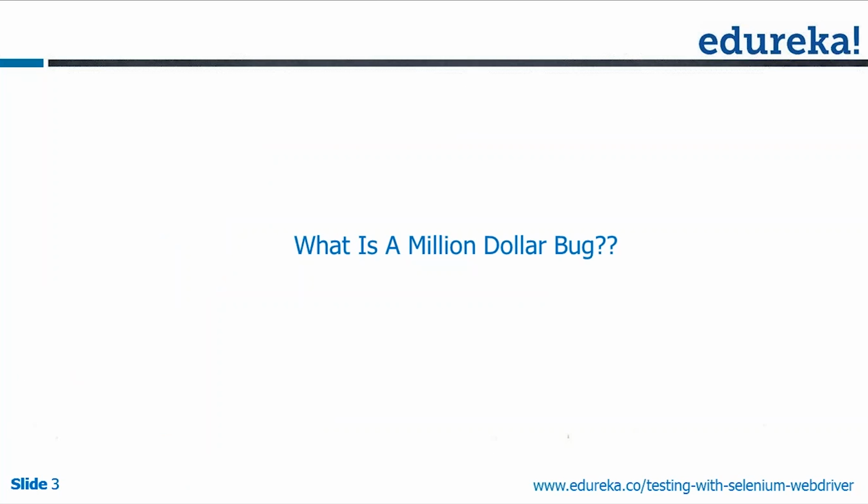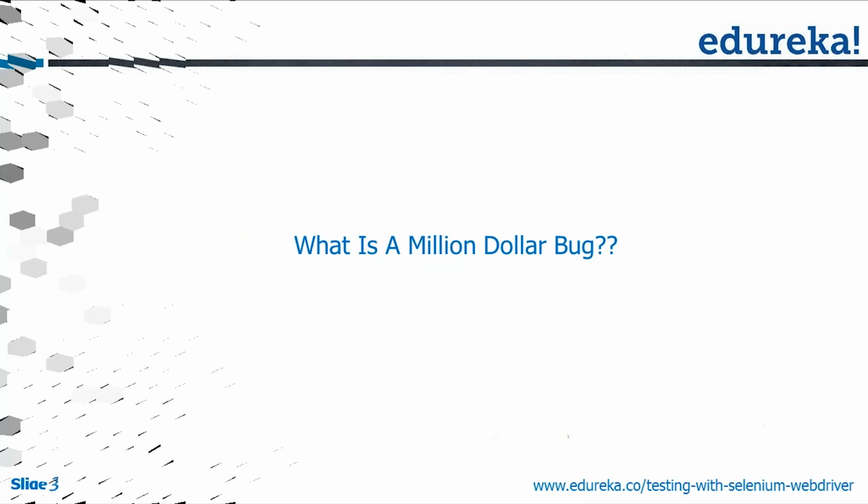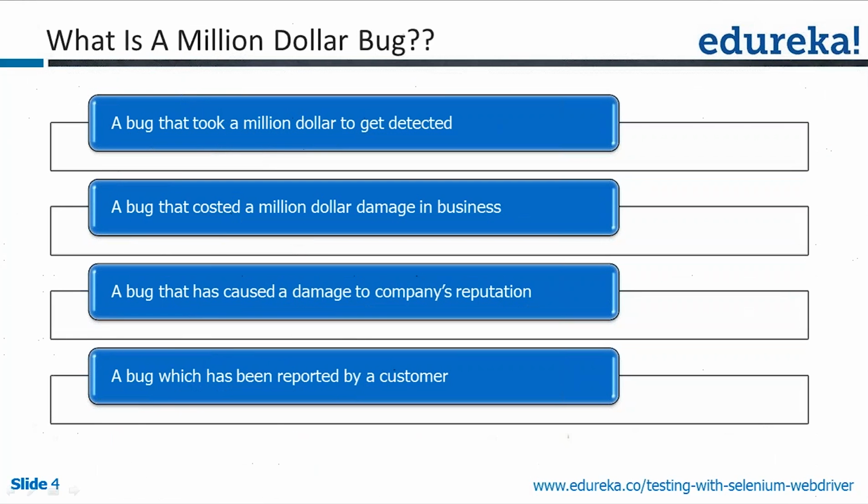Okay. So what is a $1 million bug? We already know the definition. It can be a bug which took $1 million to get detected. It can be a bug which caused $1 million damage to the business of the company. Similarly, it can be a bug which damages a company's reputation. It can be a bug which is reported by a customer, not by your tester or internal team. It can be any one of these, right? The definition is not limited to a particular line. The definition can be extended depending upon the context of the bug, right? So it can be any one of these.